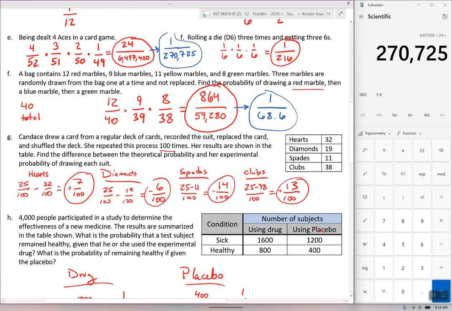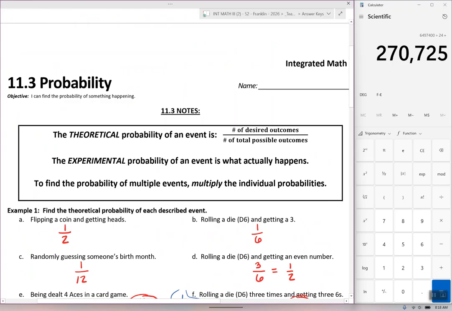Okay, so there you have probability. In general, it's the number of desired outcomes over the number of total possible.